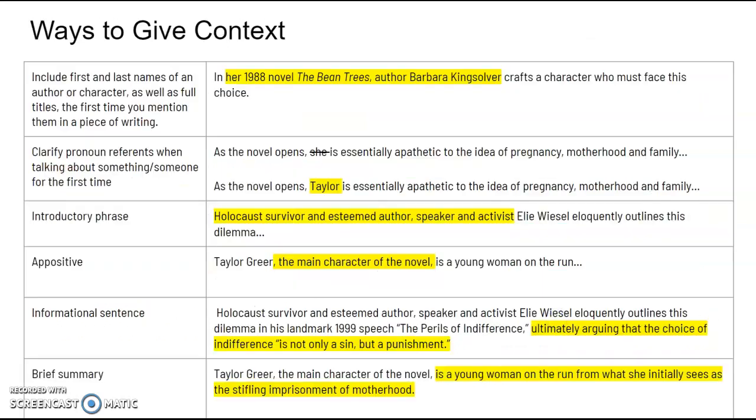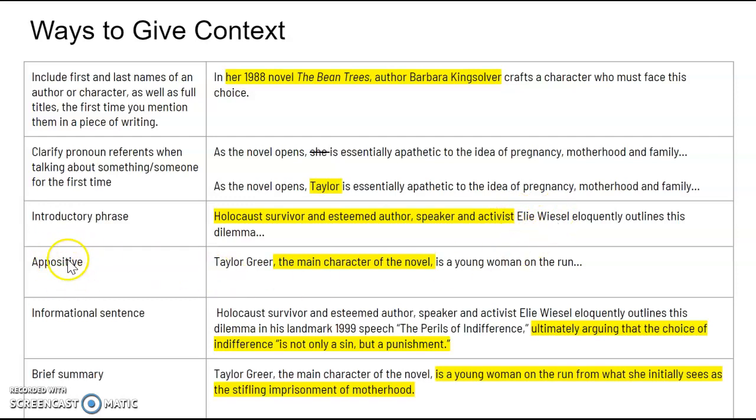Let's take a look at some examples of how we give context. You can include the first and last names of an author or character, as well as the full title, the first time you mention them in a piece of writing. Make sure that you're clarifying pronoun reference when you're talking about something or someone for the first time. You shouldn't use words like she or it or they or he if it's not clear who you're talking about. You can use an introductory phrase like "Holocaust survivor and esteemed author, speaker, and activist" in order to give your reader some context about who this person is.